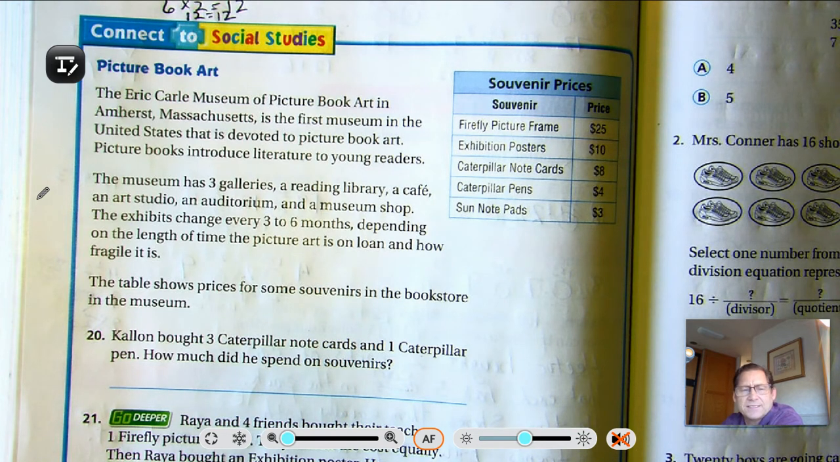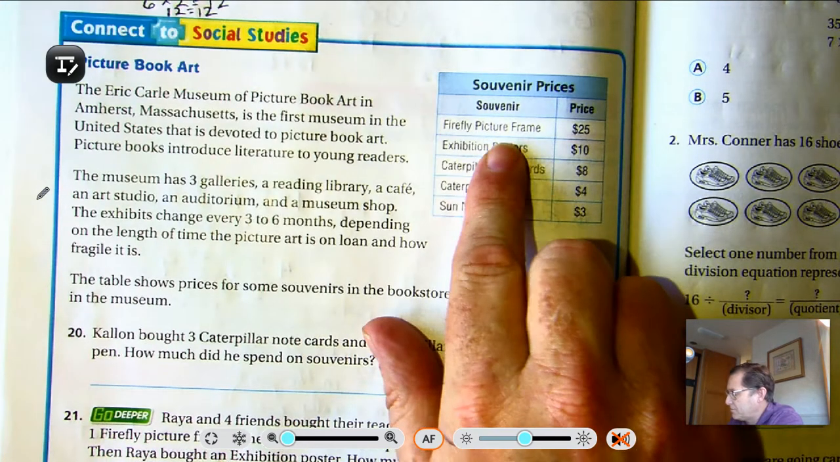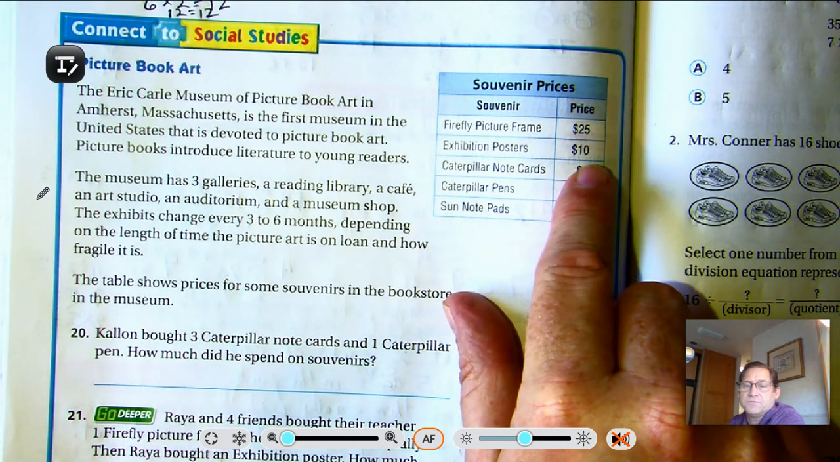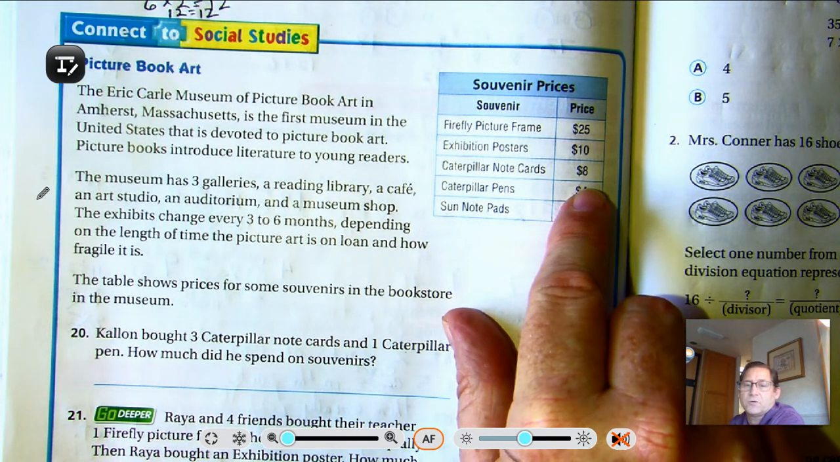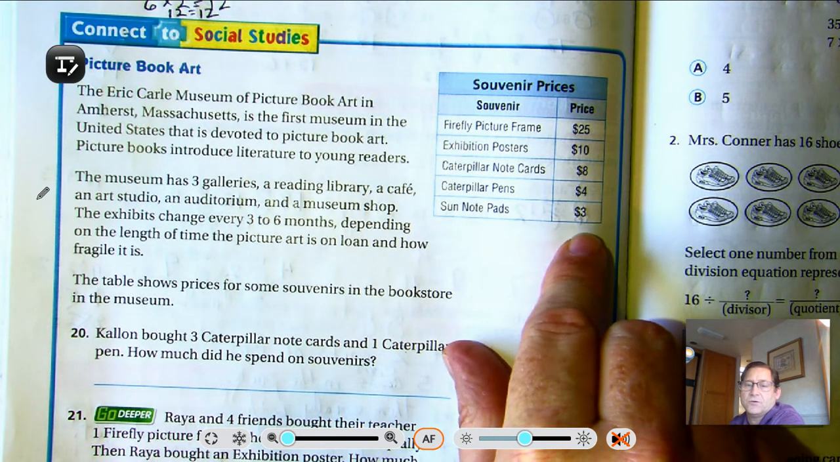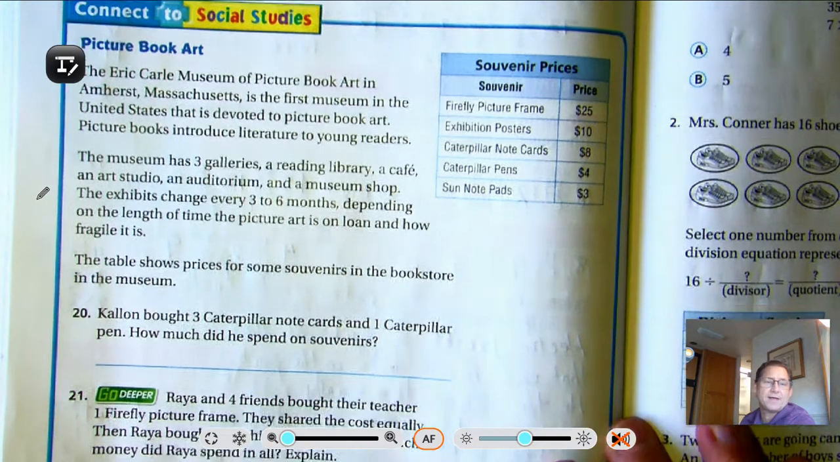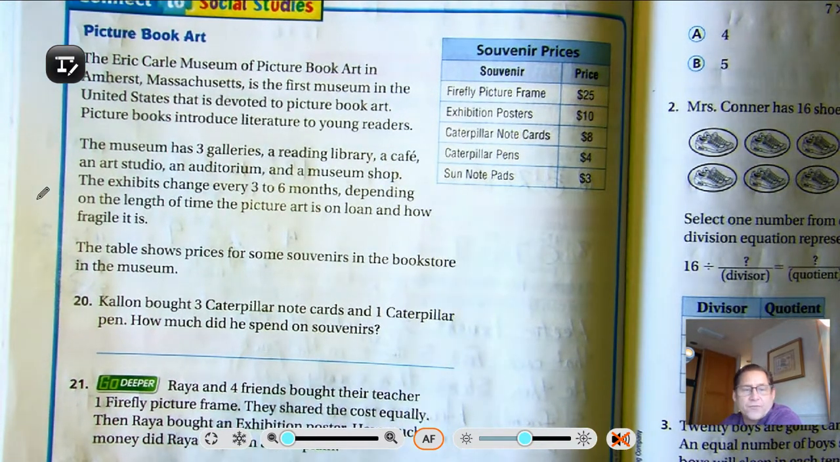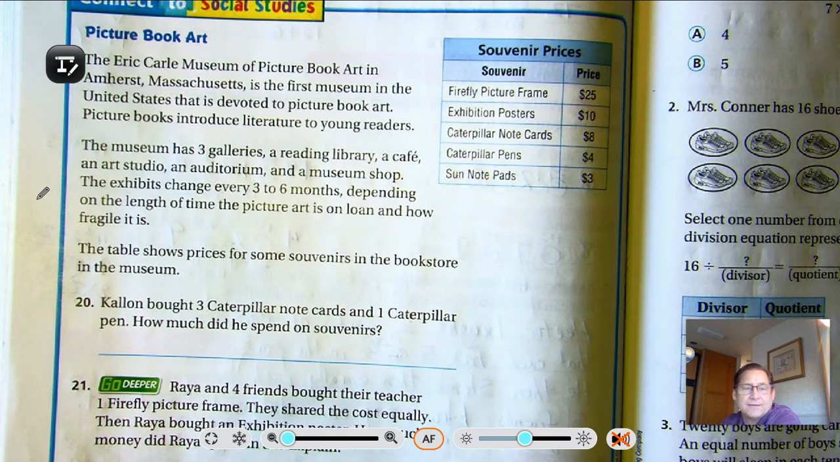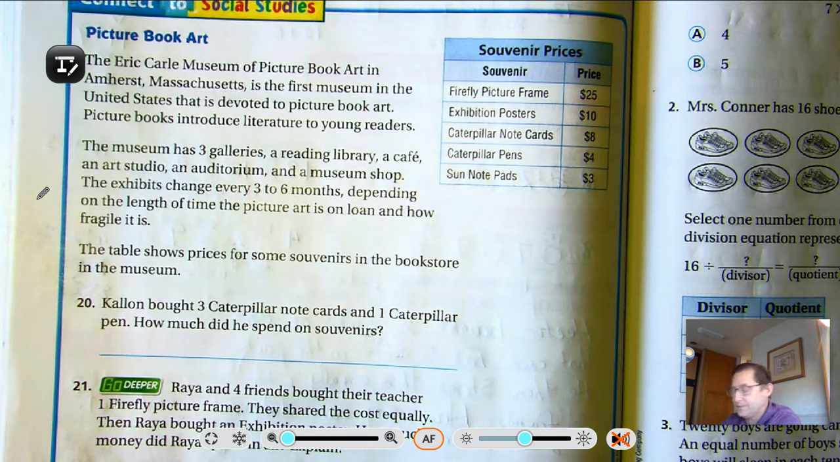The table shows prices for some souvenirs in the bookstore in the museum. All right, so if I wanted to buy a Firefly picture frame, it costs $25. Exhibition posters, $10. Caterpillar note cards, $8. Caterpillar pens, $4. And Sun notepads, $3. Callan bought 3 Caterpillar note cards and 1 Caterpillar pen. How much did he spend on souvenirs?